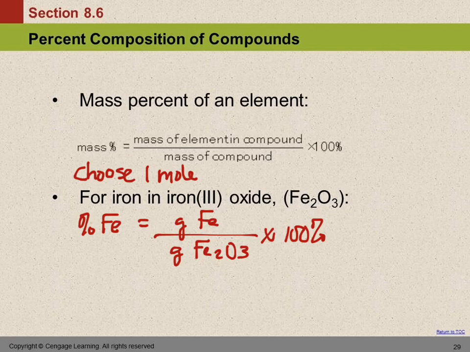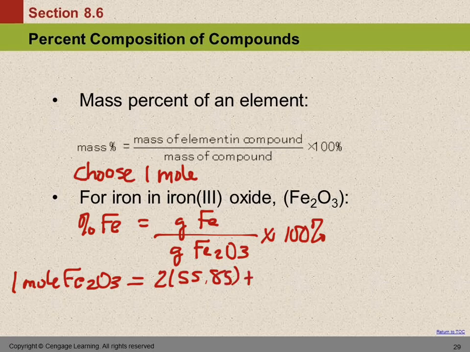So 1 mole of Fe2O3 weighs how many grams? Well, it's 2 times the mass of iron and 3 times the mass of oxygen. We just learned how to do that.